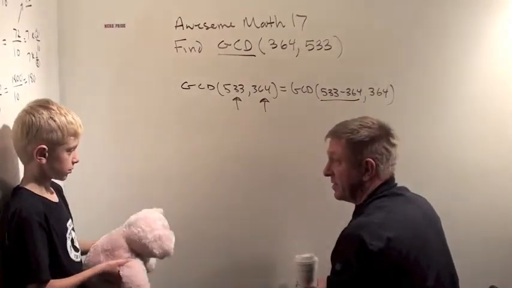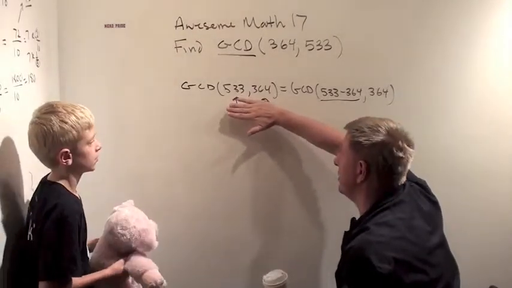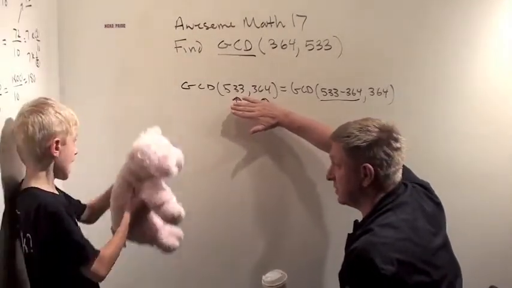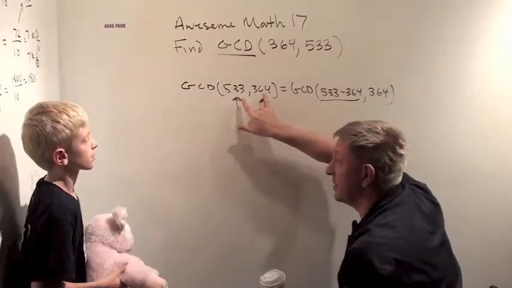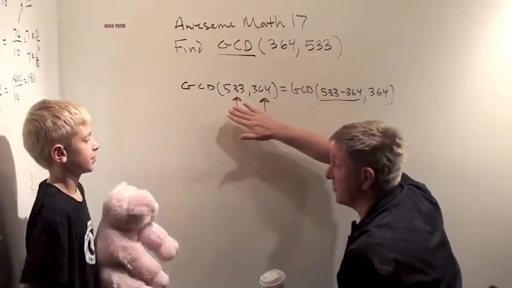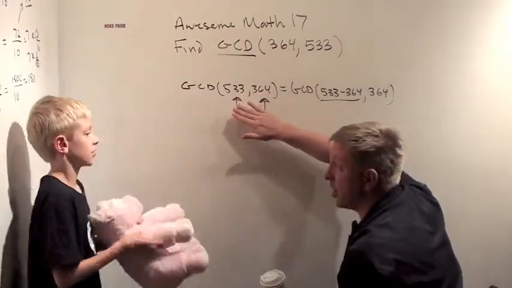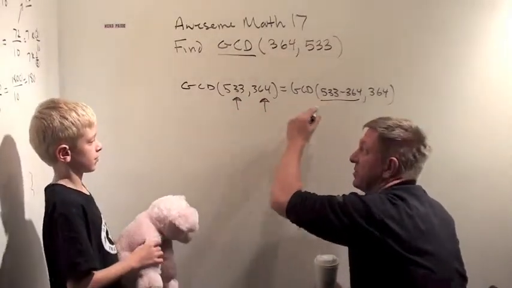And the nice thing is, this is a hard problem. In fact, before today, what would you have done to solve this problem? Right, because the only thing you had to do would be just to list them out. List all the divisors, which would have been hard and long and time consuming. But now what we're doing is we're making an easier problem by subtracting.